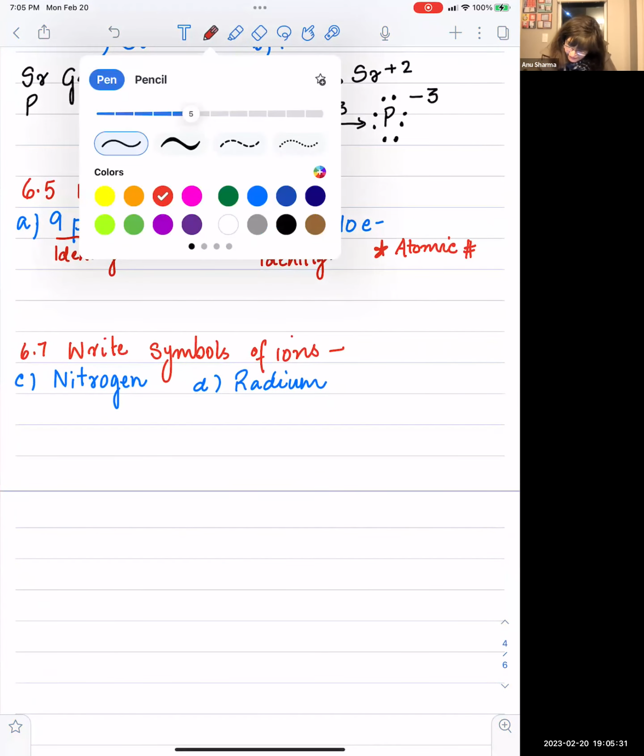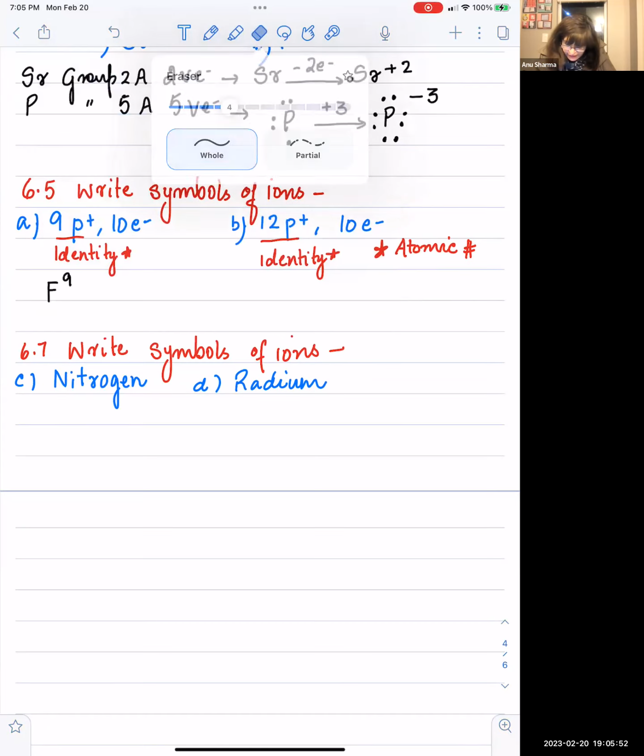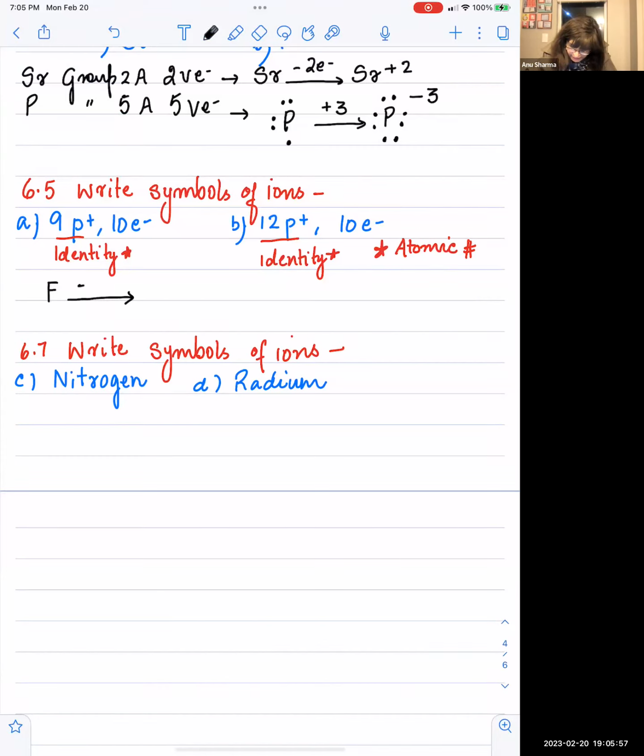Okay, so let's do this. Here we are looking at, in the first case, the black one. So here 9 protons. Fluorine has 9 protons, and they are saying 10 electrons. That means that fluorine has acquired 1 electron. Write the symbols of the ion. So fluorine originally will be 9, right? So fluorine has acquired 1 more electron to become a fluoride ion. Okay, so the name is fluoride, IDE. Anytime there is a charge, IDE.